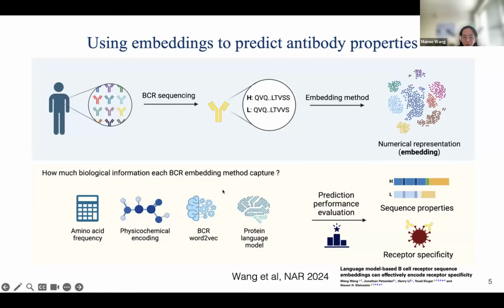I also examined one model called the ProtVec model, which is a shallow neural network that is trained to predict the neighboring context of amino acids given one target k-mer within the sequence. And finally, I'm also examining three different protein language models. Two of them are trained on proteins, including ESM2 and ProtT5, and the other one, AntiBERTy, is trained specifically on BCR sequences.